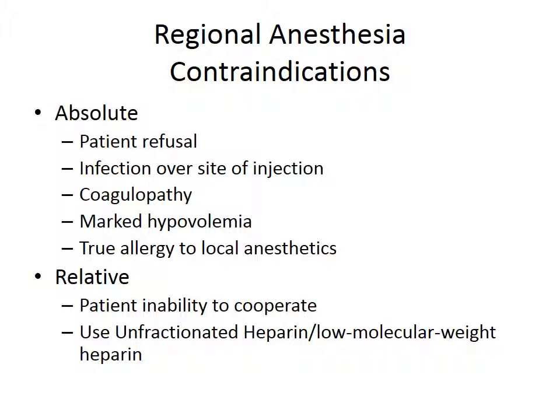Though regional anesthesia is one of the most commonly used methods for analgesia, there are contraindications. Absolute contraindications include patient refusal, infection over the injection site, coagulopathy, marked hypovolemia, and true allergies to local anesthetics. Though not listed in the textbooks, during my OB out rotation, we opted to do a general anesthesia C-section on a patient with a white blood cell count greater than 31,000.